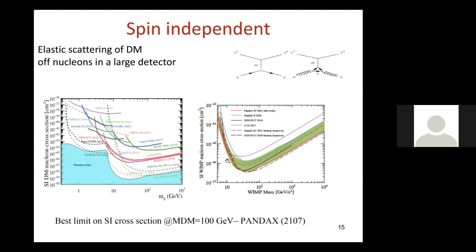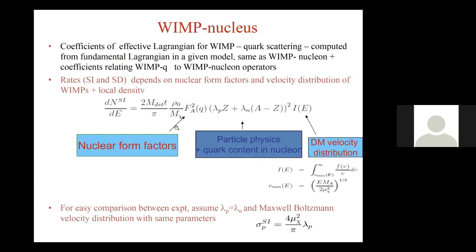In the other direction, this is different. It is because the signal rate depends on rho over m chi. So as you increase the mass, the signal rate just goes down. So this is why it is basically a straight line. It just goes like 1/m.